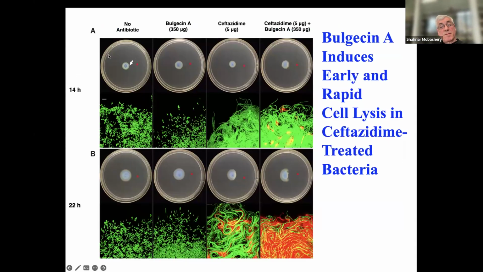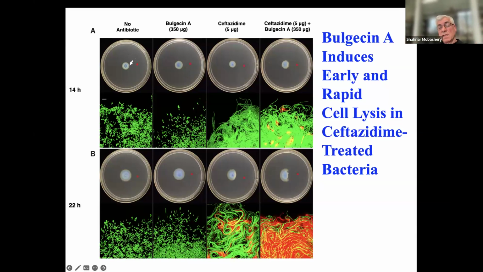So this is an experiment by David Dick. He put the bacterium, Pseudomonas in this case, in the middle for it to grow outward. And on the red dot, one puts compounds. So here, there's nothing here, and bacteria grow just fine, at 14 hours and 22 hours. Then in the presence of bulgesine A, bacteria grow just fine. In the presence of sub-MIC of ceftazidime, bacteria are filamentous because they cannot form the septum.